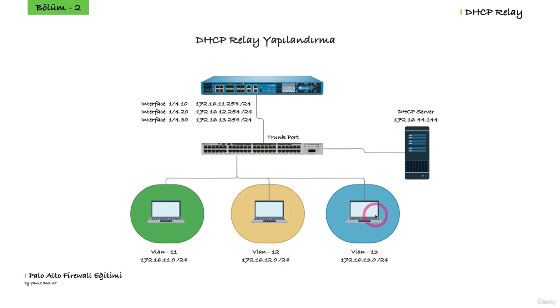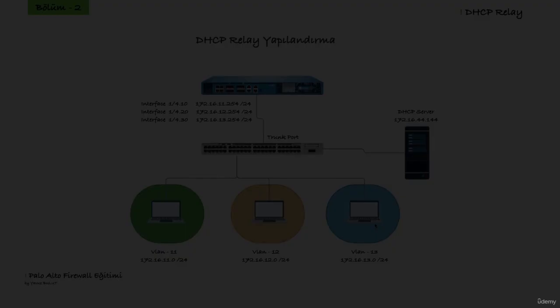In this example we will use VLAN 13. Here we will configure DHCP relay for VLAN 13 on our firewall. When a user in VLAN 13 sends a DHCP discovery packet in VLAN 13, the firewall here will forward this packet to the DHCP server here, and the DHCP server will give the IP address to the user in VLAN 13. Now let's go to the firewall side and configure it.